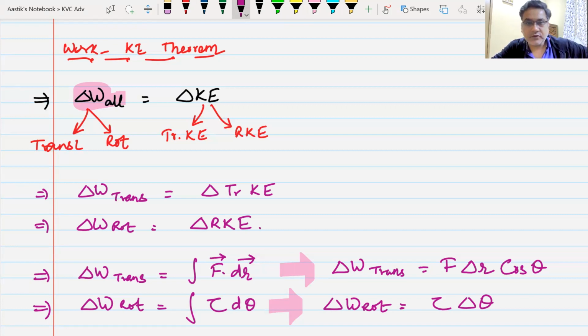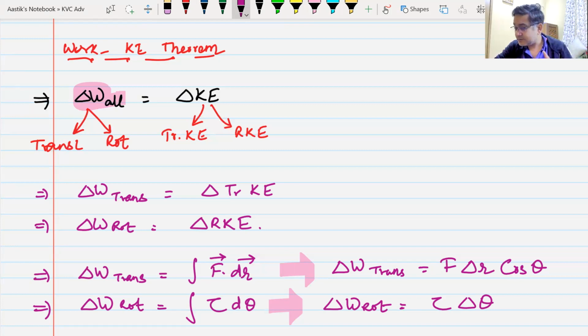So the moral of the story is very simple. And what is the moral of the story? That everything that we did in translational motion has its counterpart in rotational motion. If you understand translational motion, you should be able to solve any question in the rotational part. Do we understand this? Yes or no? Yes, yes, sir.